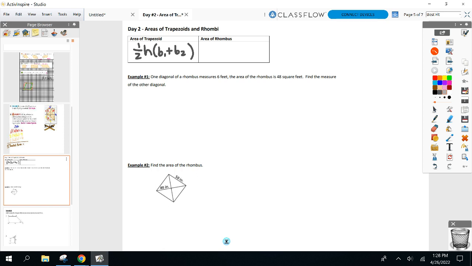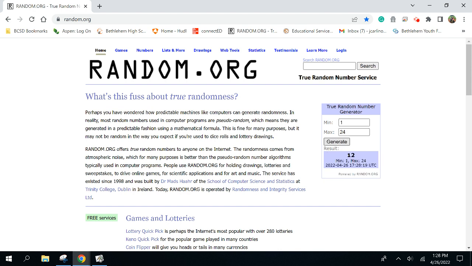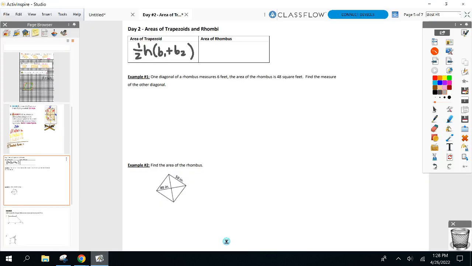Area of a rhombus. 1/2 D1 times D2. And can I ask you, Brandon, would you remember what the variable D stood for? Diagonal. Good. That's the diagonal length. All right, perfect. So let's start with the rhombus and then work our way to a trapezoid. And then you're going to work on 2 problems on your own.